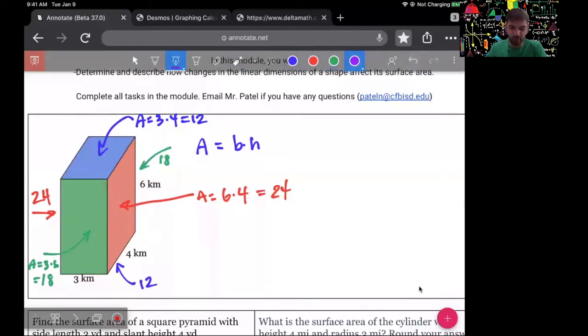So now I'm going to circle all of those areas. We got 12 on the top, 12 on the bottom, 24 on the right, 24 on the left, and 18 in the back, and 18 in front.